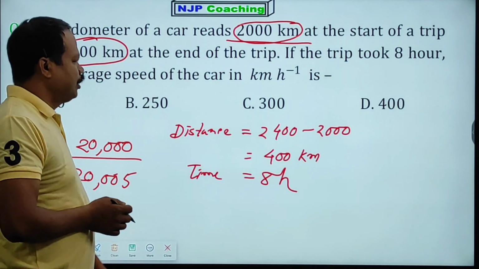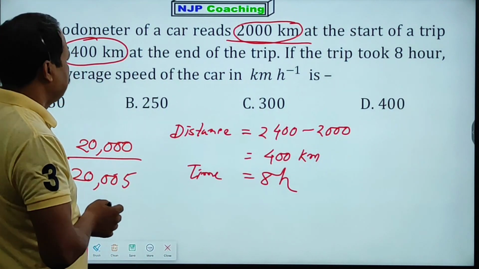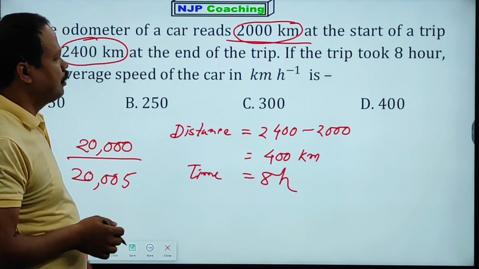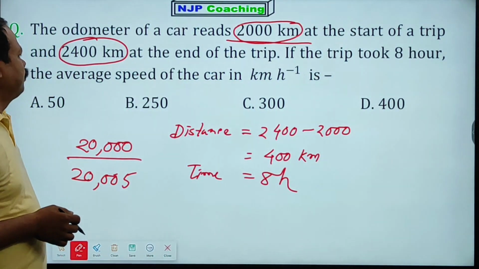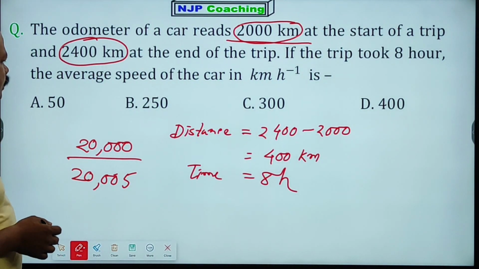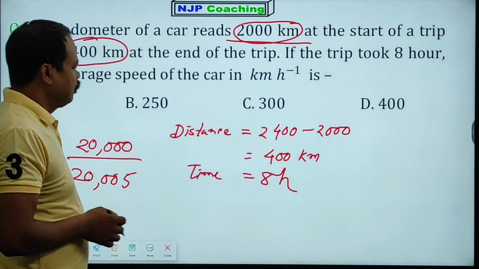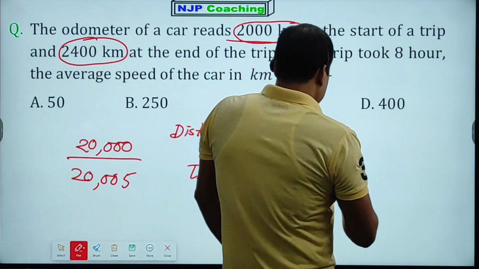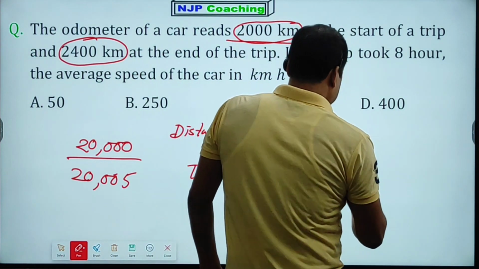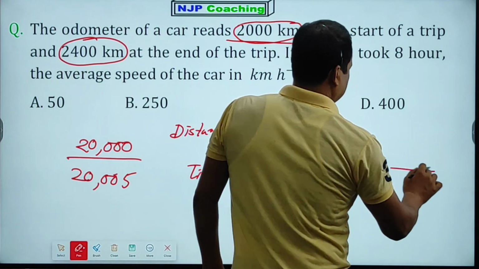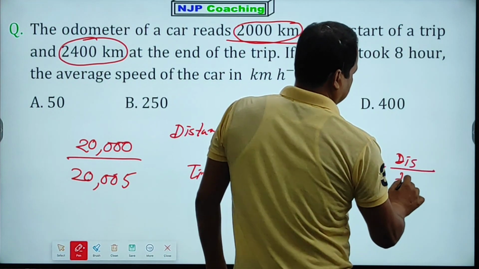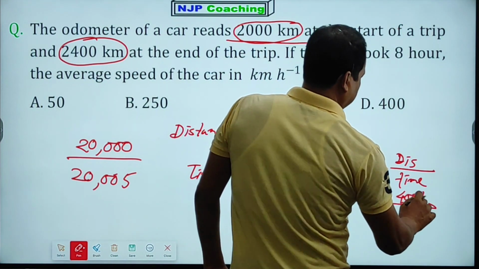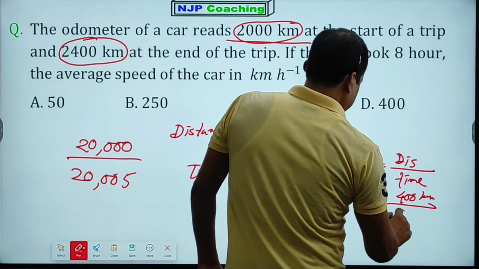Directly we can find out in kilometer per hour. So we have to find average speed. Average speed, total distance by total time. So what is the distance travelled? 400 kilometer. What is the time taken? 8 hours. So speed, well, distance by time. Now 400 kilometer by 8 hours.